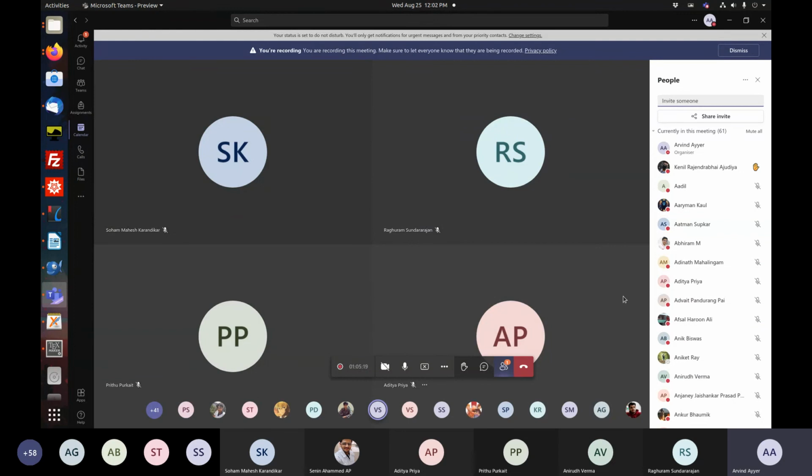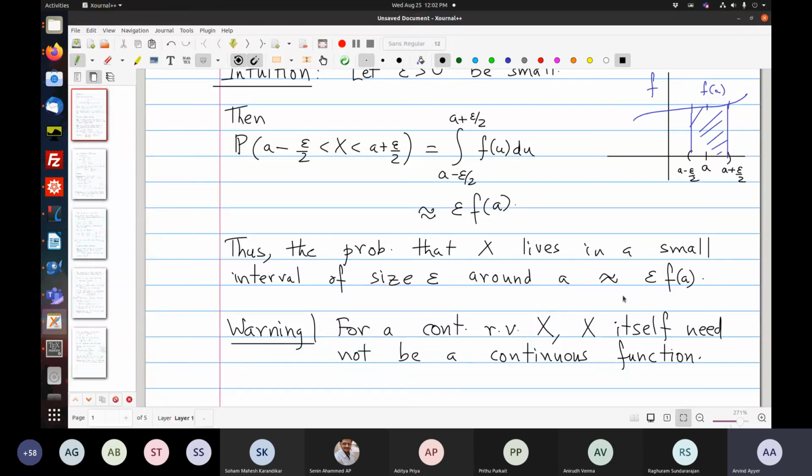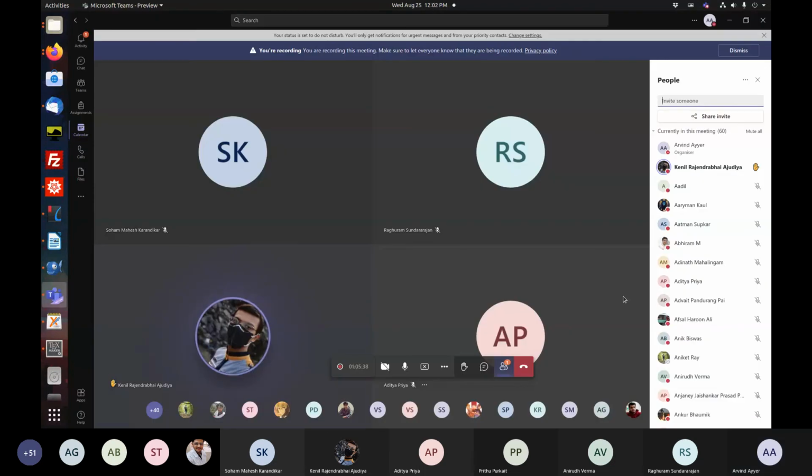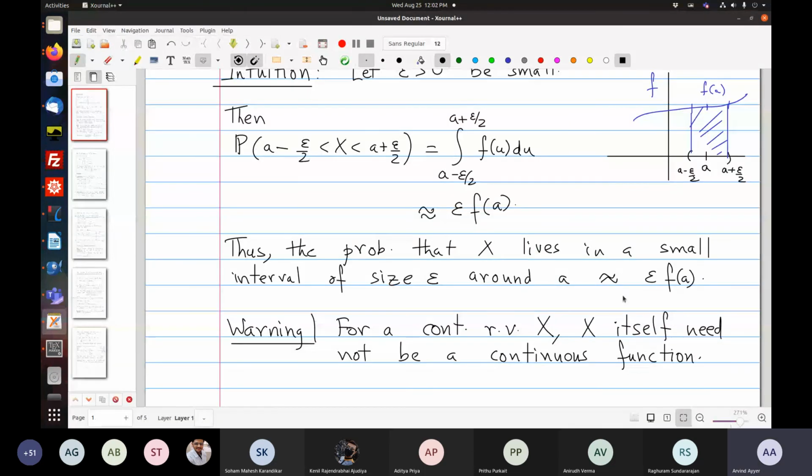Yes, Kenan? Sir, when we say that f is integrable, it can be a step function, right? Small f, the PDF. Yeah, small f can be a step function, but then capital F would still be continuous. It will be discrete, no? No, capital F will be continuous. Try doing the computation. Just take some step function and evaluate its integral.